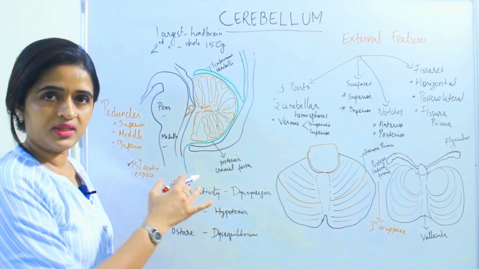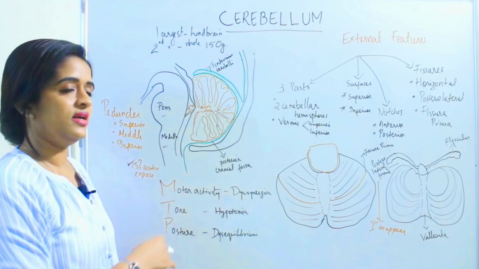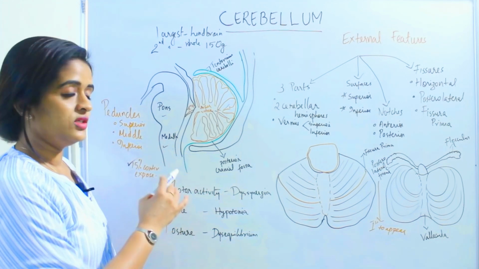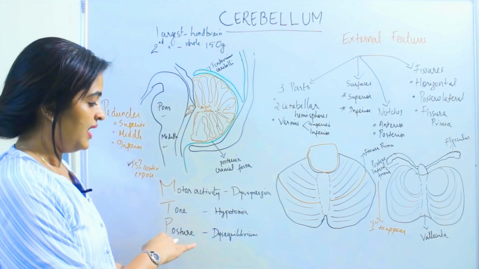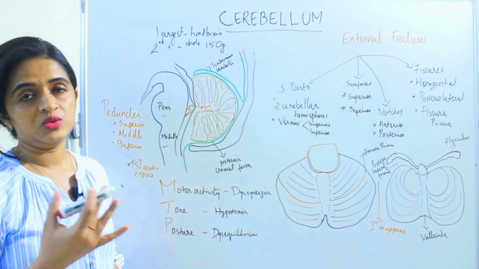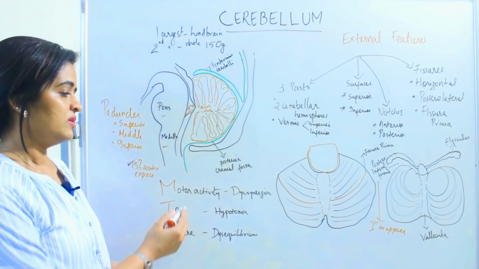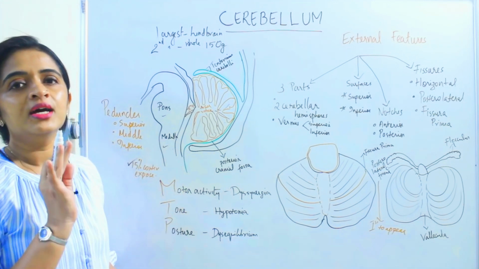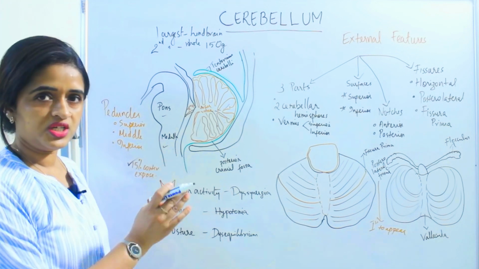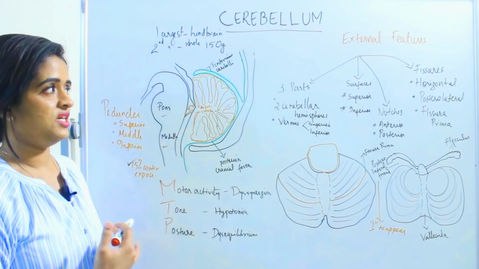If there is any deviation in the motor activity, you call it dyssynergia. If tone is affected, it will be hypotonia in case of cerebellar disease, and if posture is affected, it will result in disequilibrium. So this is again very important: the triad of functions of the cerebellum, motor activity, the tone, and posture, MTP.